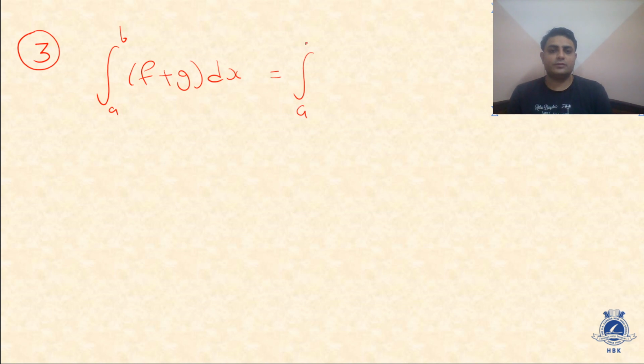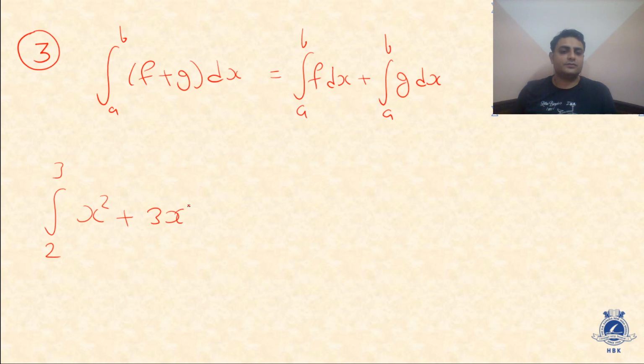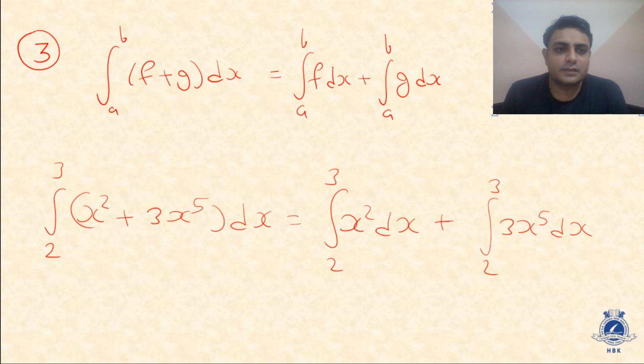We'll give integration a to b f dx plus integration a to b g dx. Just, you have to open the bracket. For example, if we have integration 2 to 3 of x square plus 3x raised to 5 dx, then it will give integration 2 to 3 x square dx plus integration 2 to 3 3x raised to 5 dx. Okay, so this is how you can follow the method of integration.